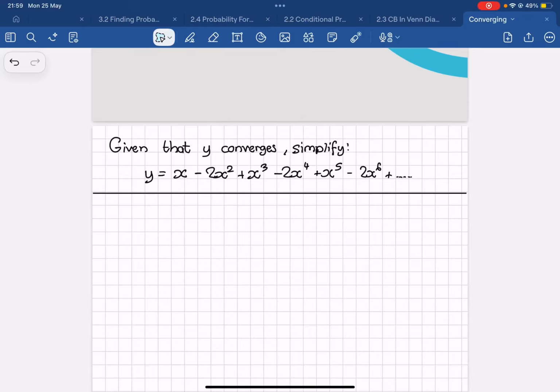Yes guys, we're working on a different set of problems today. We're dealing with expressions that converge and simplifying them. So the first one, nice and light. Given that y converges, simplify y equals x minus 2x squared plus x cubed minus 2x to the 4 plus x to the 5 minus 2x to the 6.